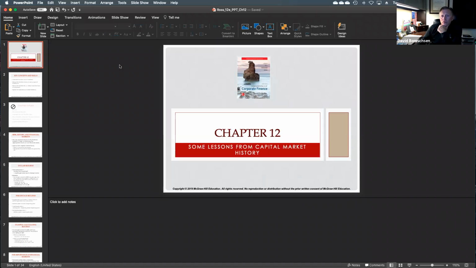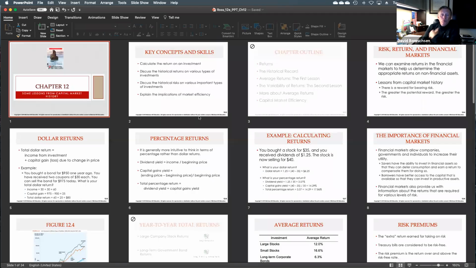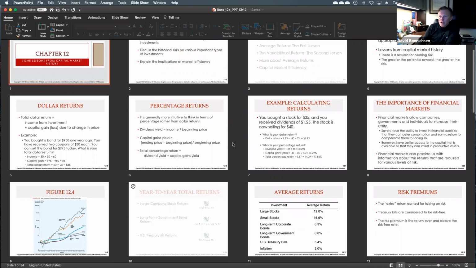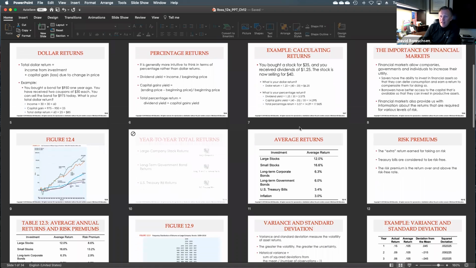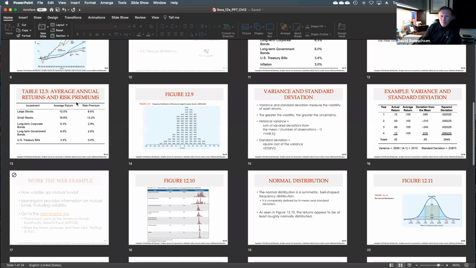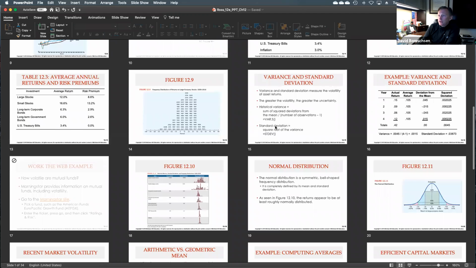What I want to leave you with for today is the important parts of what you're going to need to understand as it relates to this chapter, as we move towards the final in 3 weeks. You're going to need to understand how to calculate returns, both dollar and percentage. You're going to need to understand how to calculate risk premiums. You're going to need to understand how to calculate the squared deviations, the sum of the squares, the variance, and the standard deviation. You're going to have to know how to do that.